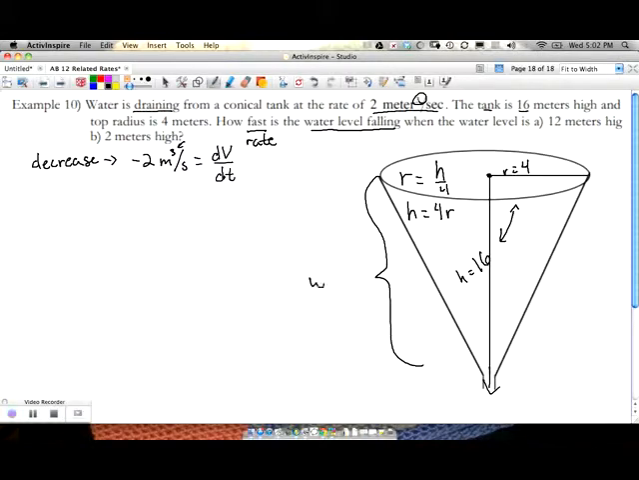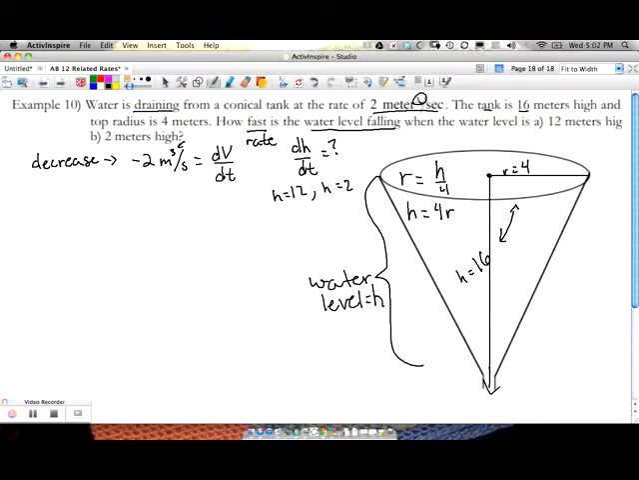This is the water level. So that's going to be our h. So the rate of the water level, or the rate of h, is going to be dh/dt. That is our question mark. And where are the two places of measuring? We're going to be looking at h equals 12 and h equals 2.